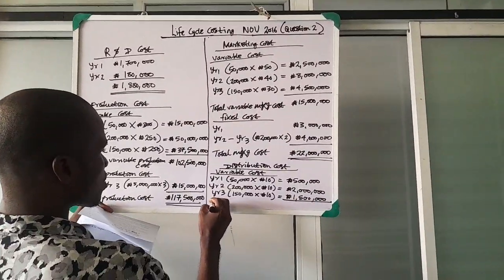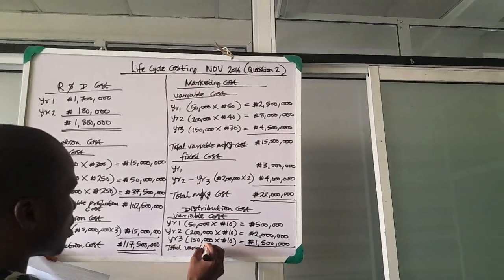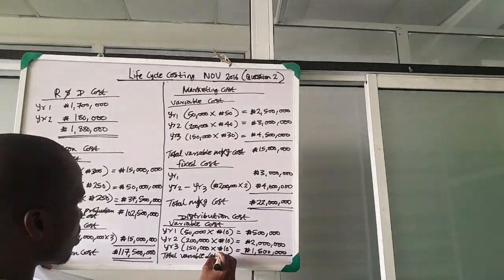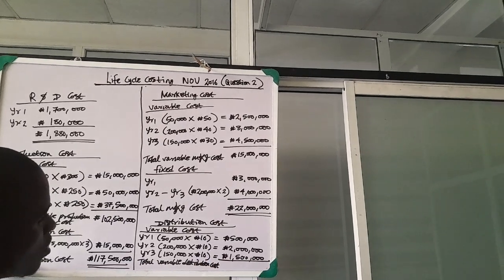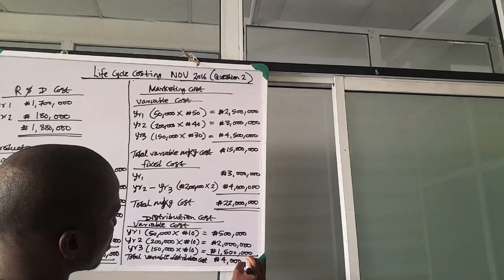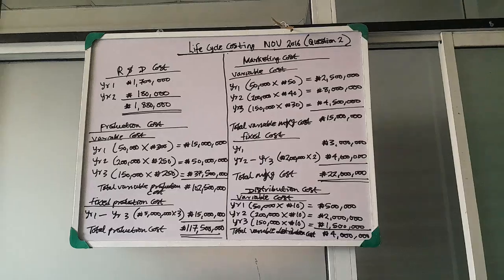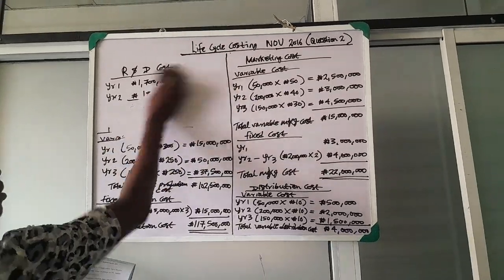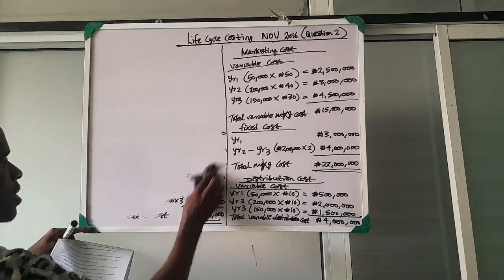So that will give us total variable distribution costs, which is what? 4 million. Total variable distribution cost is 4 million. Then we'll go to the fixed distribution cost before we take that of the customer service.